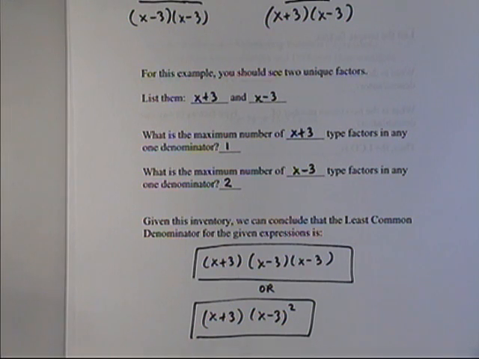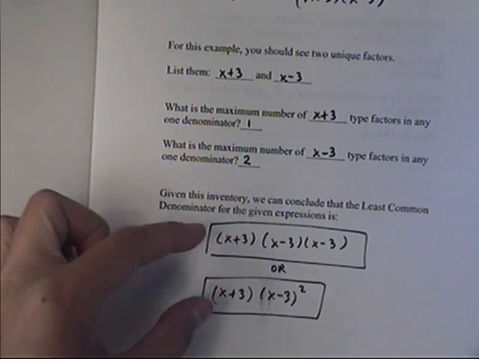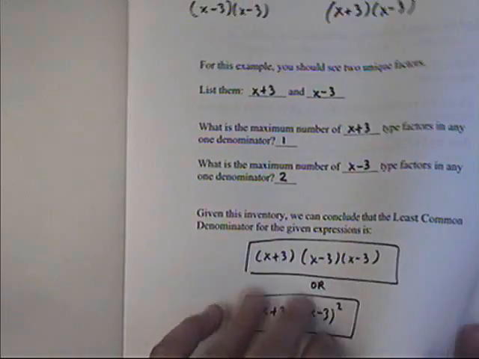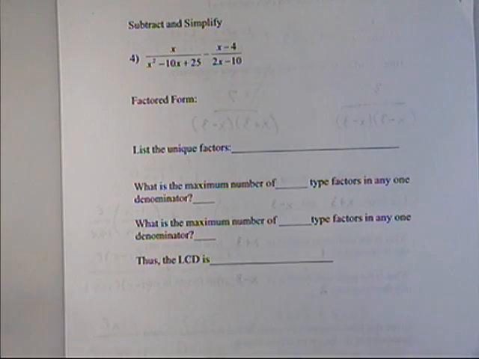All right, now the last example, number 4. We're going to have to go through the same process, but then we're going to use the least common denominator in order to find the difference between these two things. Now that's going to take a while, so I'm going to go to a second video for that.